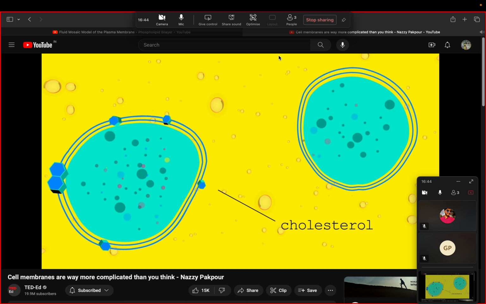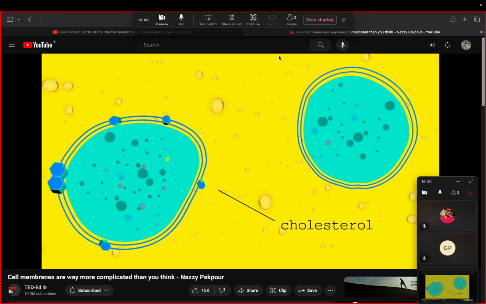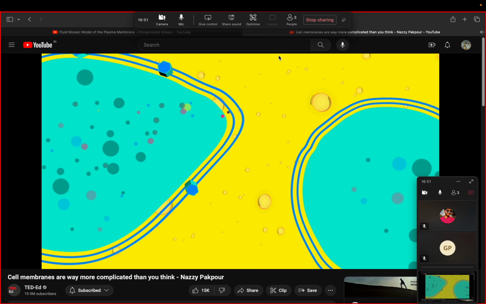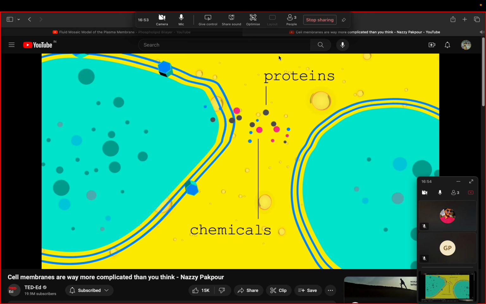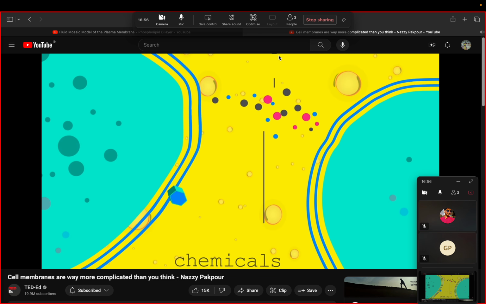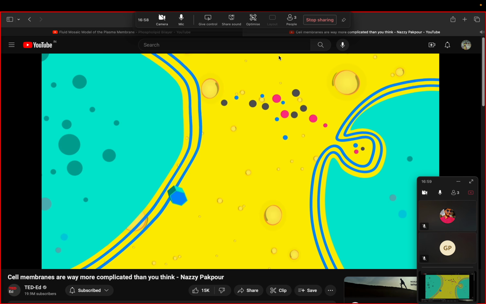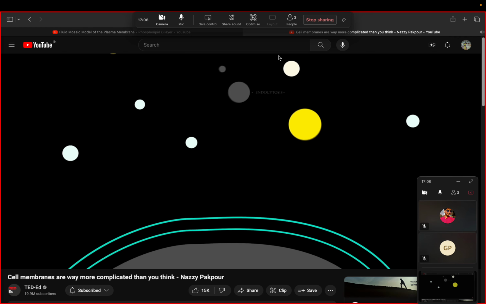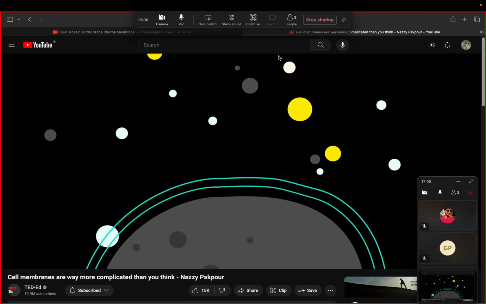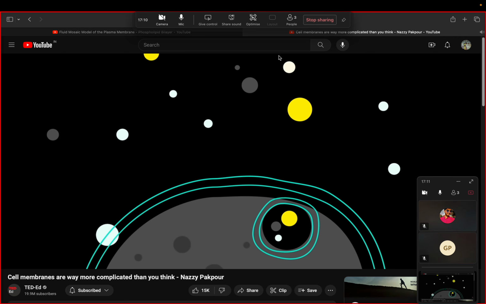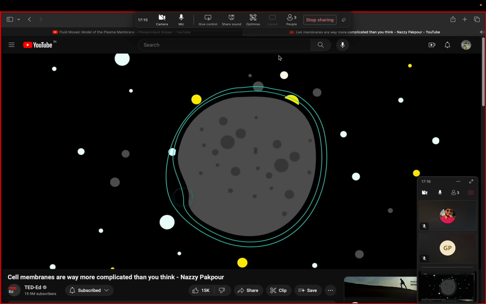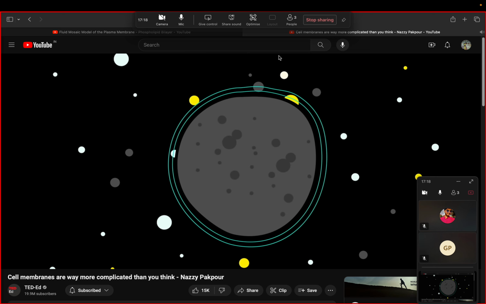Cholesterol keeps the membrane at the right fluidity. It also helps regulate communication between cells. Sometimes cells talk to each other by releasing and capturing chemicals and proteins. The release of proteins is easy, but the capture of them is more complicated. That happens through a process called endocytosis, in which sections of the membrane engulf substances and transport them into the cell as vesicles. Once the contents have been released, the vesicles are recycled and returned to the cell membrane.